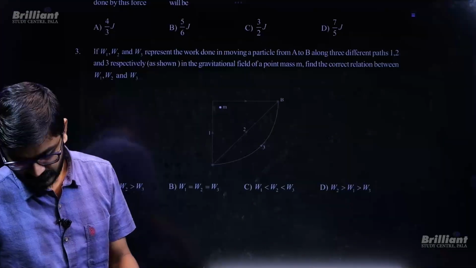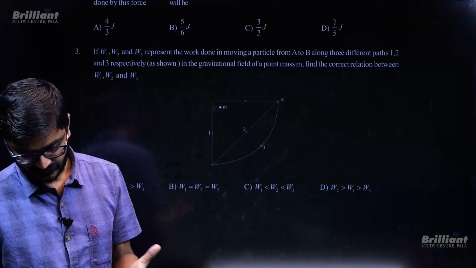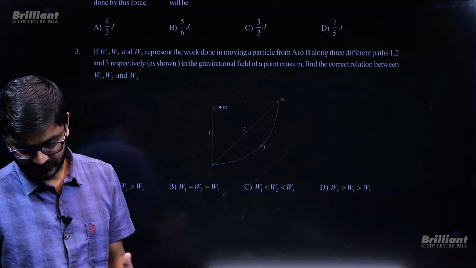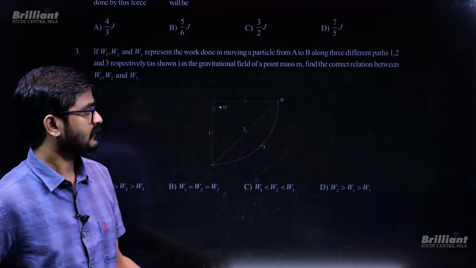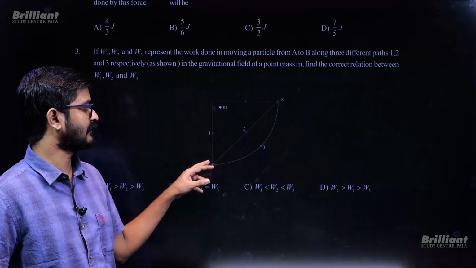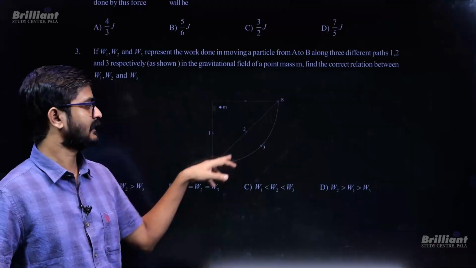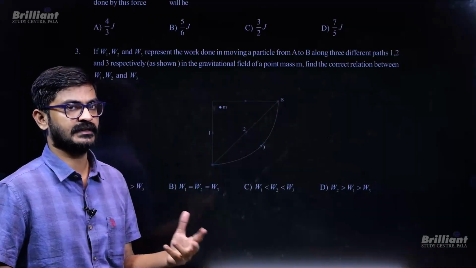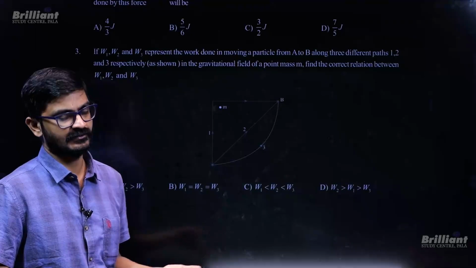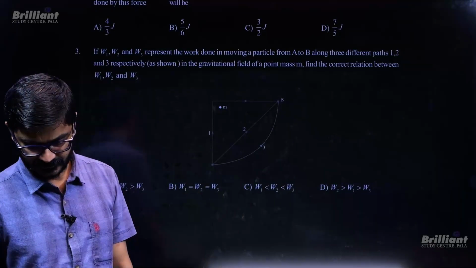Okay, W1, W2, W3 represent work done in moving a particle in three different paths in a gravitational field. Gravitational force is a conservative force, so work done by gravity doesn't depend on the path. Whether you take it this way or this way or this way, work done just depends on the initial and final point. If the initial and final points remain the same, then work done by gravity will remain the same. So all work done will be equal.